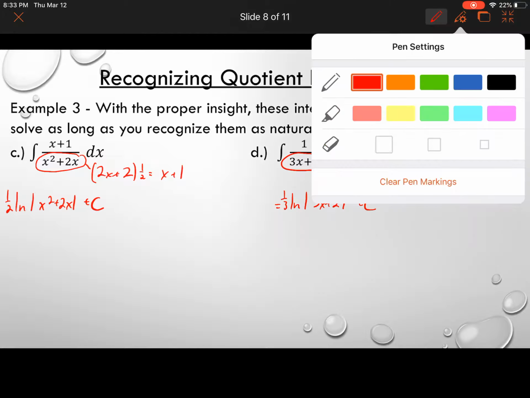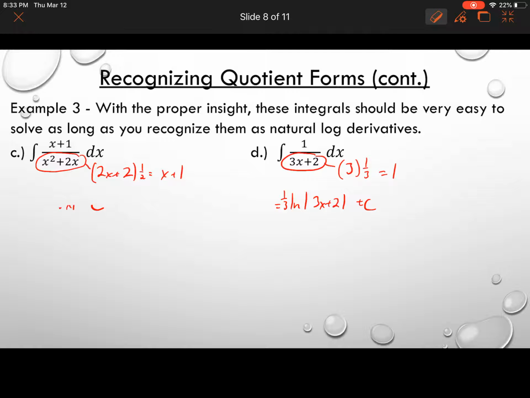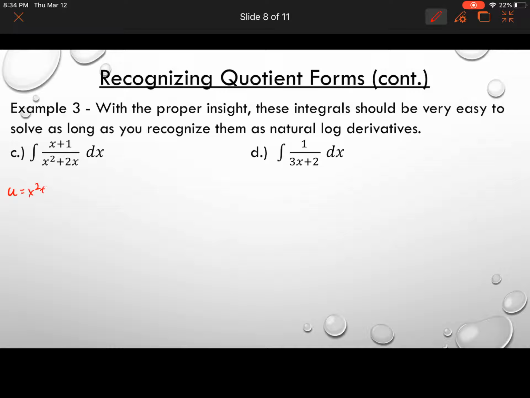Now, let's use a substitution to see if we get the same answer. So if we use a substitution, we're once again going to make u equal to the denominator. So u is equal to x squared plus 2x. So the derivative of u is equal to 2x plus 2. Let's solve for dx. So let's see, we get du over 2x plus 2 is equal to dx.